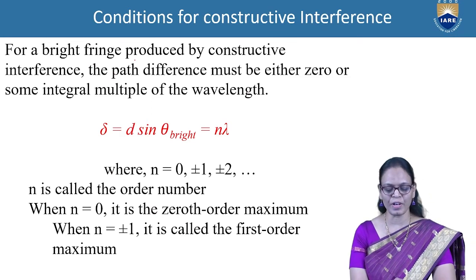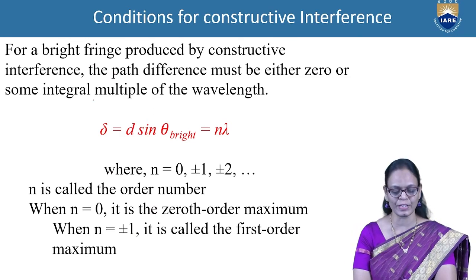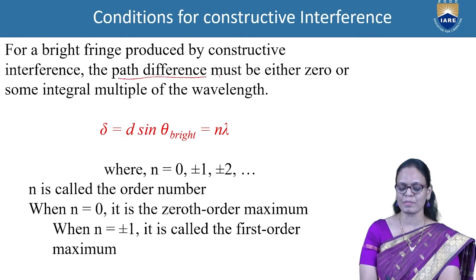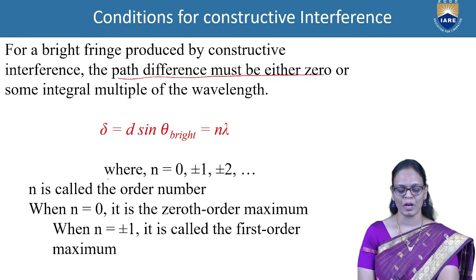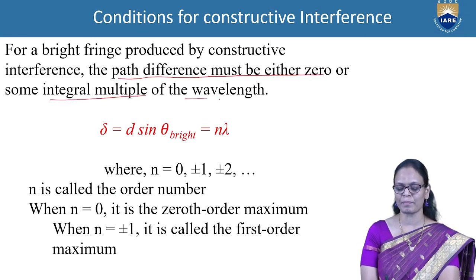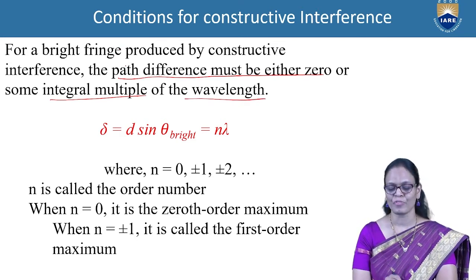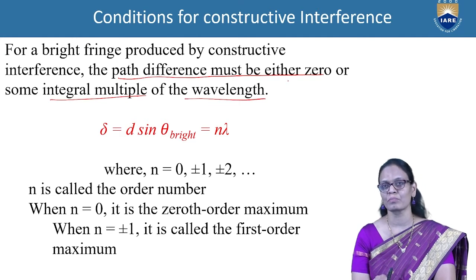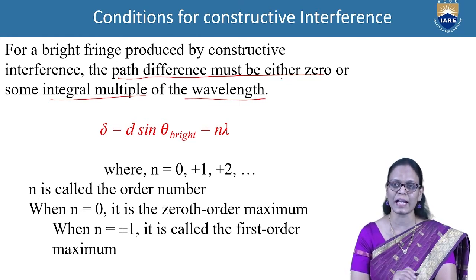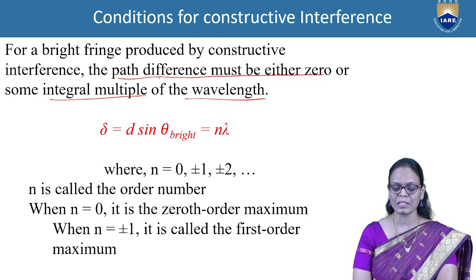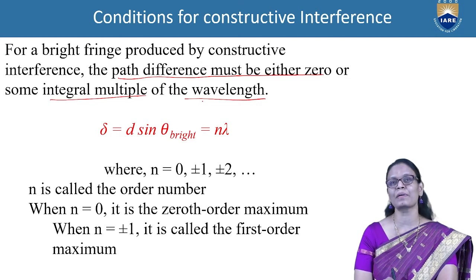Now, for a bright fringe that is produced by constructive interference, the path difference must be either 0 or an integral multiple of wavelength. So this is the condition. When do we get a bright fringe? When the path difference is 0, meaning they travel exactly the same distance, there is no path difference between the two, or the path difference is an integral multiple of wavelength. Only in these cases you will get a bright fringe.